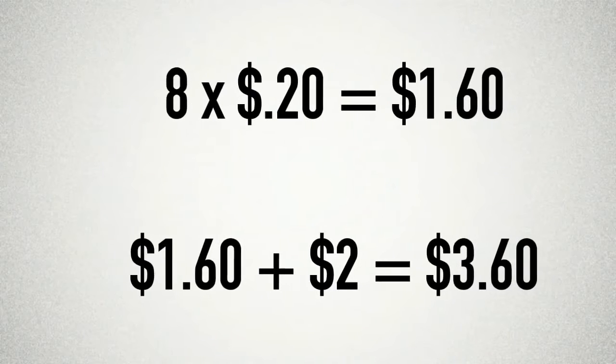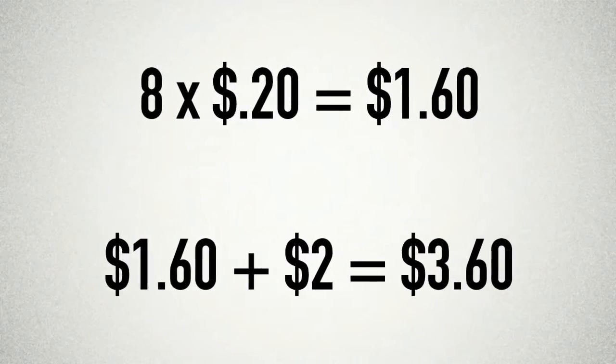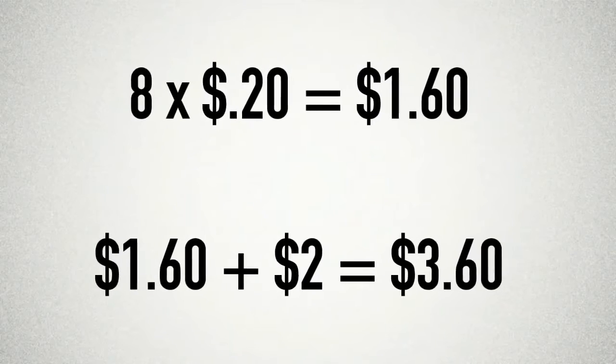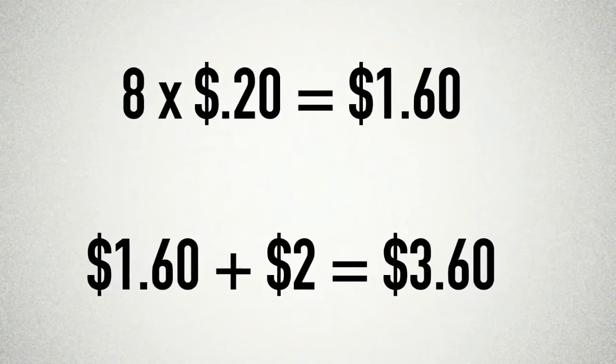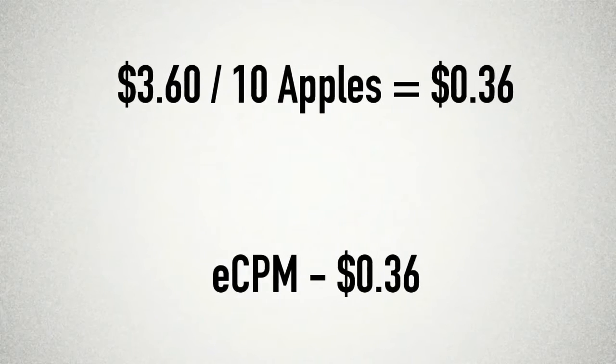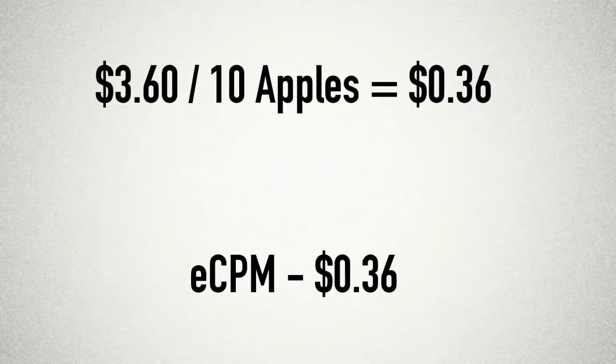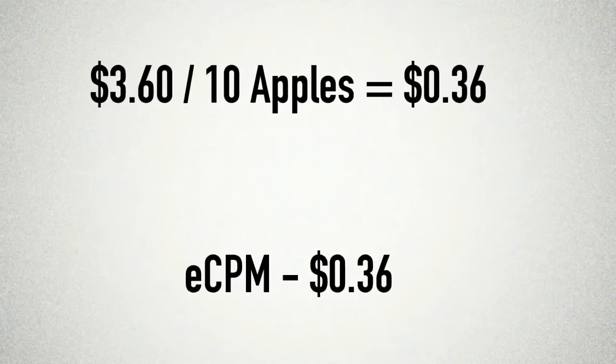Now to quickly recap the math, you sold 8 apples at 20 cents per apple for a total of $1.60, and the one apple for $2 for a total revenue of $3.60. Now to calculate the eCPM for this scenario, we take your total revenue and divide it by the total number of apples that you had to sell. So your eCPM is 36 cents.